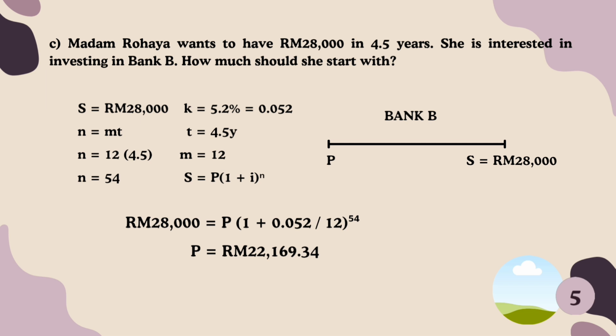So it will be RM 28,000 equal to P bracket 1 plus 0.052 divide 12 bracket the power of 55. After calculating, the P will be RM 22,169 and 34 cents. So for conclusion, Madam Rohaya needs to invest RM 22,169 ringgit 34 cents now to have RM 28,000 in 4.5 years.